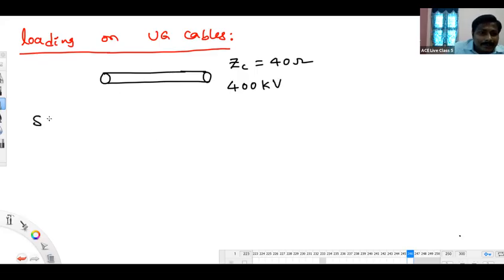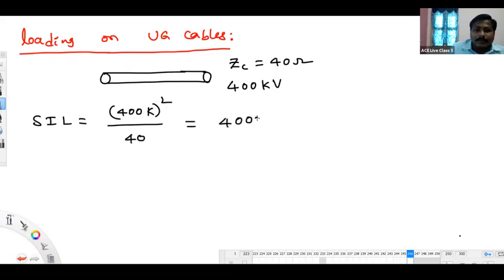Then what is the SIL of this cable? SIL of this cable is rated voltage squared divided by surge impedance, and this will come to about 4,000 megawatts. The SIL of the underground cable is 4,000 megawatts. That number itself looks very, very large.